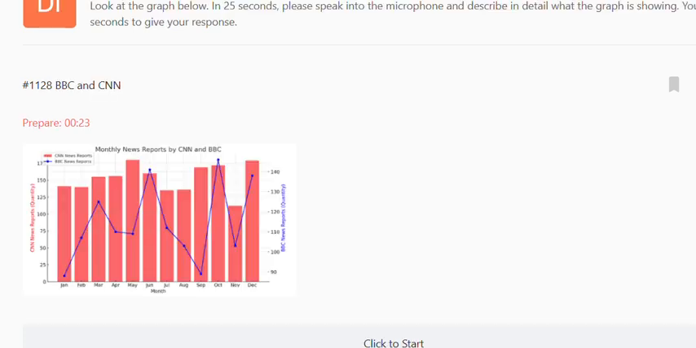Moving to the next. Okay, what is this? BBC and CNN. Monthly news reports by CNN and BBC. BBC news reports, CNN news reports. Okay, red one is CNN. What is this thing? Quantity.